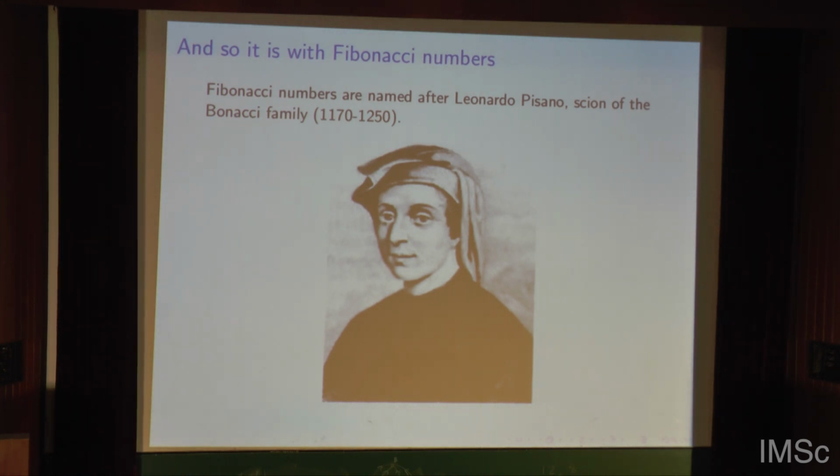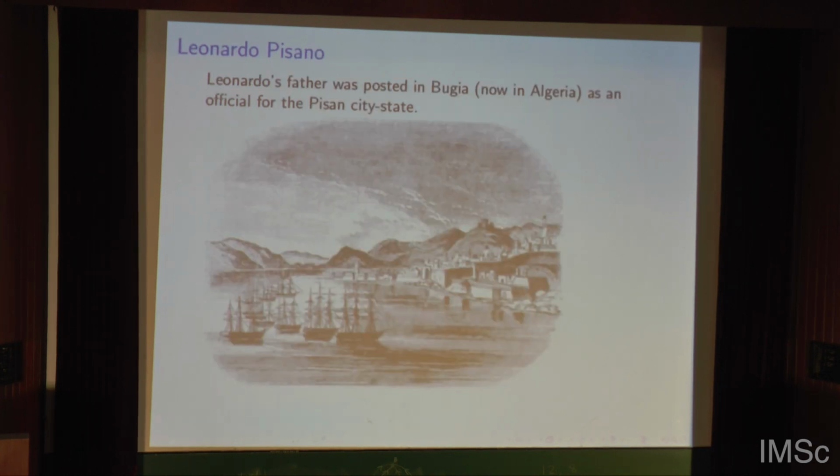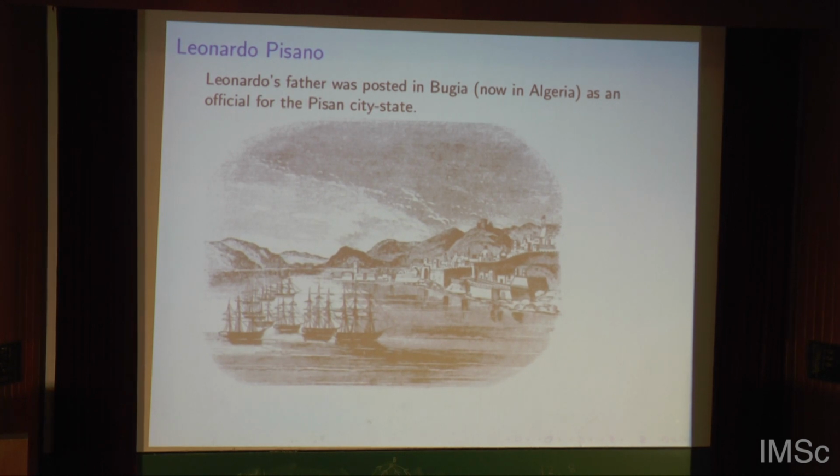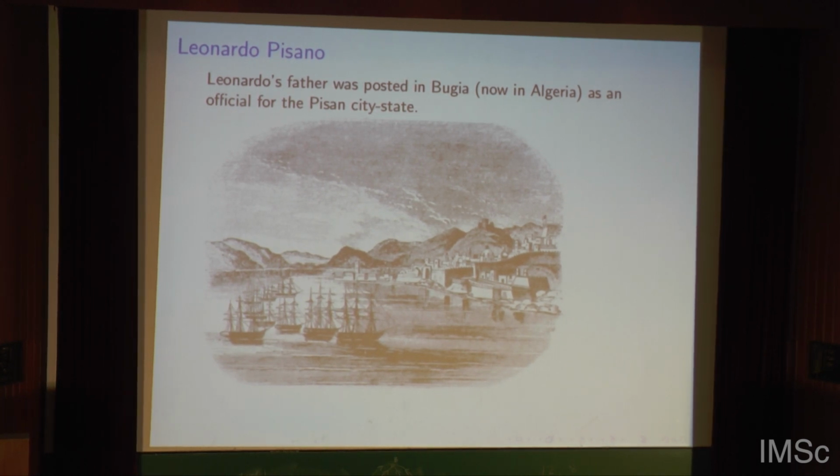So Fibonacci numbers are named after this gentleman, Leonardo Pisano, who was from a very distinguished family in the city-state of Pisa in what is now Italy, the Bonacci family. And Fibonacci literally means a son of the Bonacci family. Okay, and his father was posted in northern Africa, in a place which is now in Algeria, as an official for the city-state of Pisa. He looked after the business interests of Pisa in Algeria.